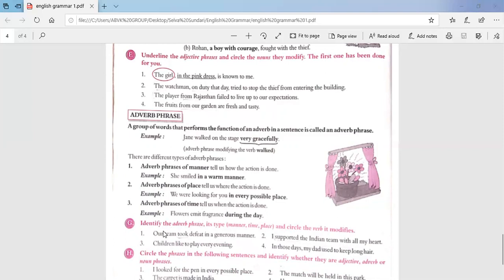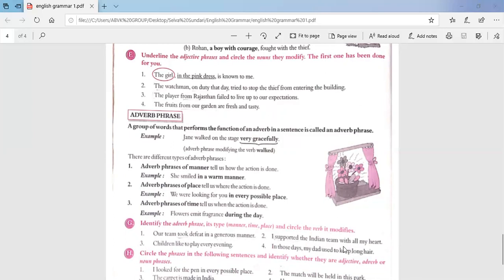Now identify the adverbial phrase, its type, that is manner, time or place, and circle the verb it modifies. Our team took defeat in a generous manner. So what is the verb? Took. How? In a generous manner. So that is an adverbial phrase of manner.